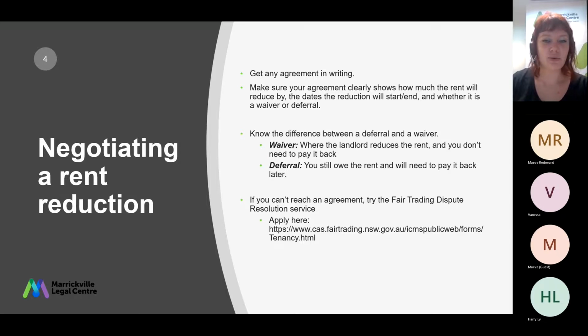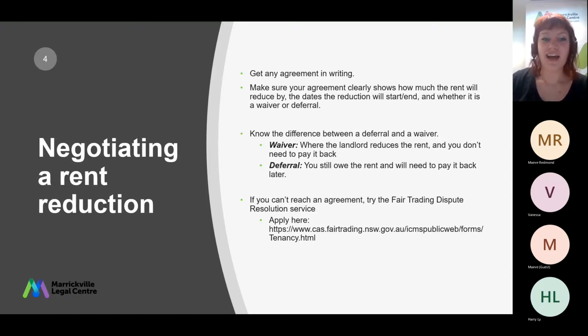And again, to stress, the landlord's not obliged to give you a rent reduction, but if they are resisting and you do think that this is something that you want to really try and work on with them, I do encourage you to apply to Fair Trading. There's a dispute resolution service that you can apply for free, and I'll mention that a few times throughout this presentation as well.